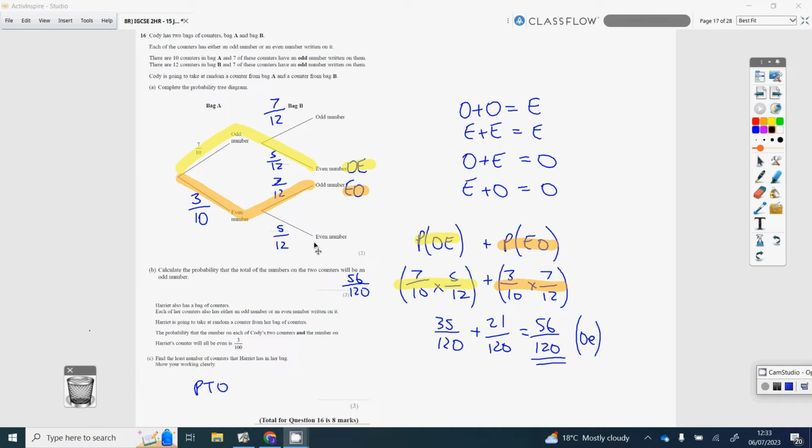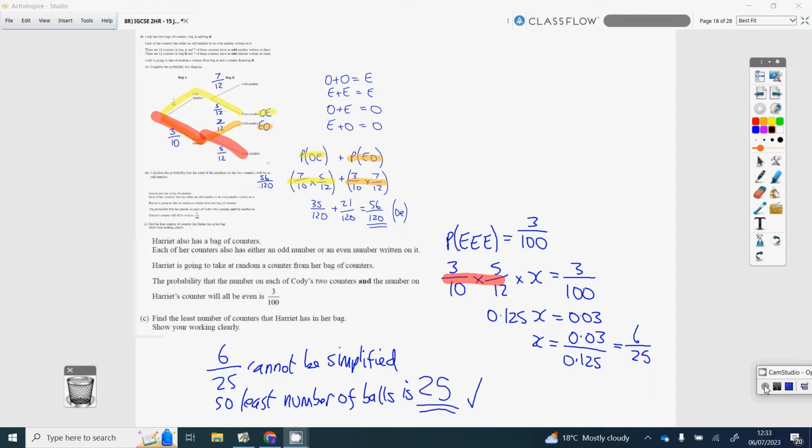Now, I don't care which of these two routes I take, be it the yellow route or the orange route. So it's either this one or this one. And then when it's an or, you add them together. So adding these two together, we get 56 over 120, which you could have simplified if you wanted to, but you didn't have to.